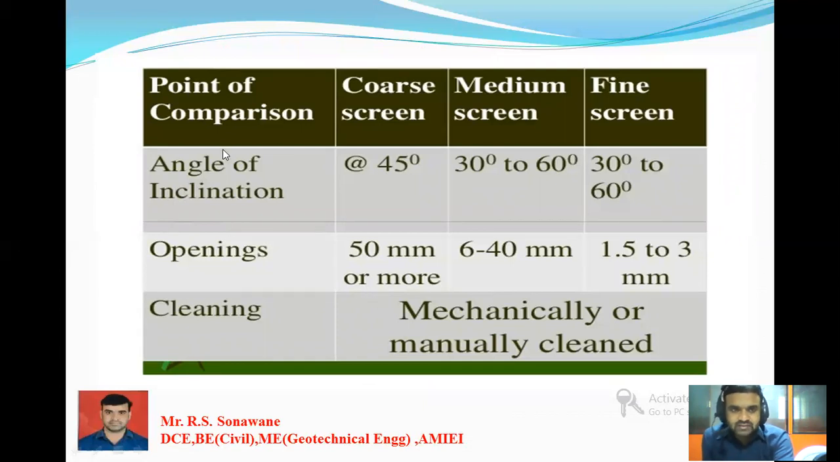Now the point of comparison of screens. You can see here the angle of inclination is 45 degrees for a coarse screen. A medium screen may be 30 to 60 degrees, and a fine screen may be 30 to 60 degrees again. The coarse screen should be kept at 45 degrees. What should the opening be? It should be an opening of 50 mm or more. But for a medium screen it should be 6 to 40 mm, and the fine screen should be 1.5 to 3 mm. The cleaning of all the screens will be mechanical or manual.